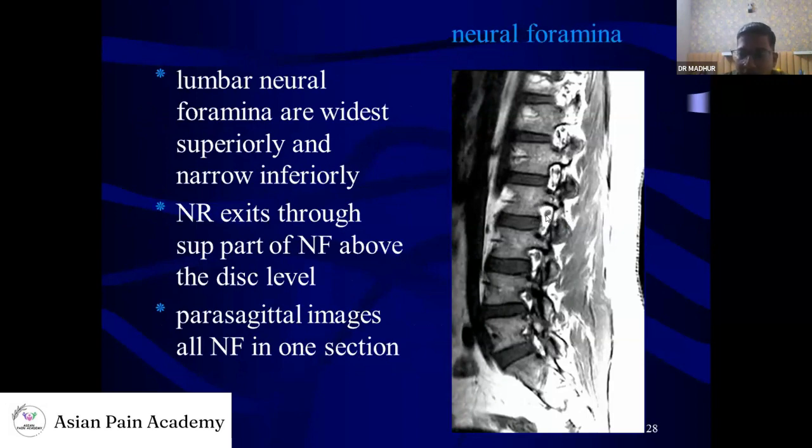And the point to be noted, nerve root will come outside from the superior aspect of the neural foramina. So many a times when there is a small protrusion of disc, there will be no compression of nerve root at all because of its location placed superiorly in the neural foramen.